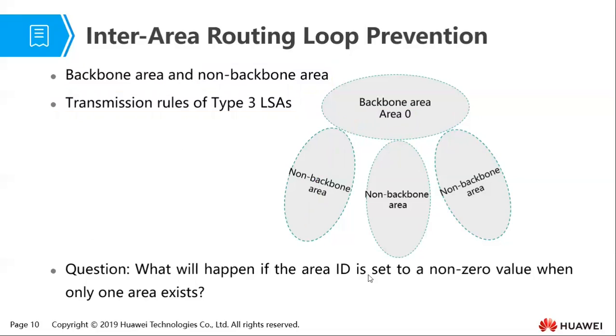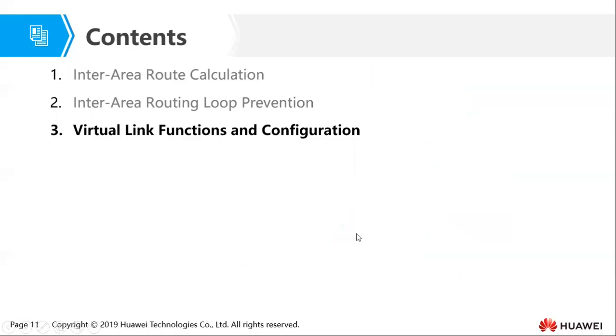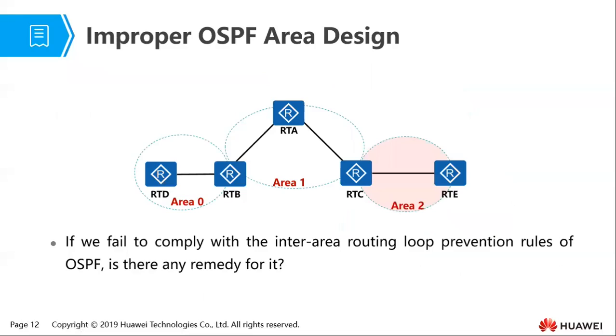So what will happen if the area ID is set to a non-zero value when only one area exists? It means that your network really cannot grow. You cannot create other areas if you don't have an area 0. So let's look at what we call the virtual link, its functions and the configuration.